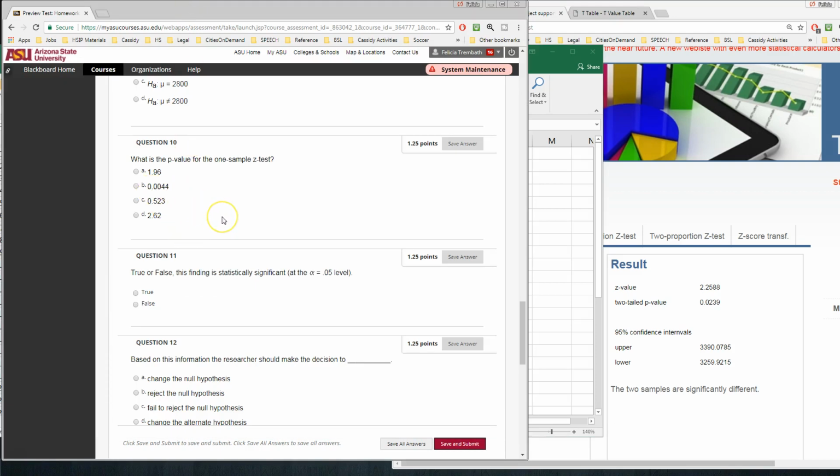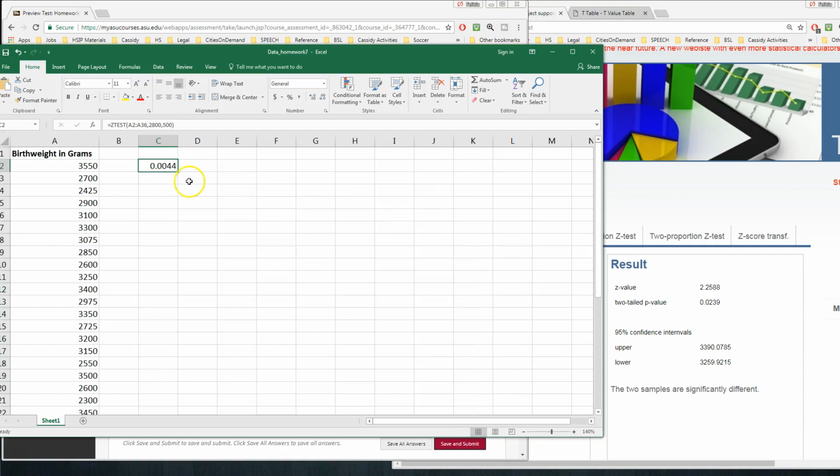So 0.044. True or false, this finding is statistically significant at the alpha equals 0.05 level. So I'm going to compare my significance level to my p-value. My significance level is 0.05. My p-value is 0.044. So this is my p-value. This is my significance level.